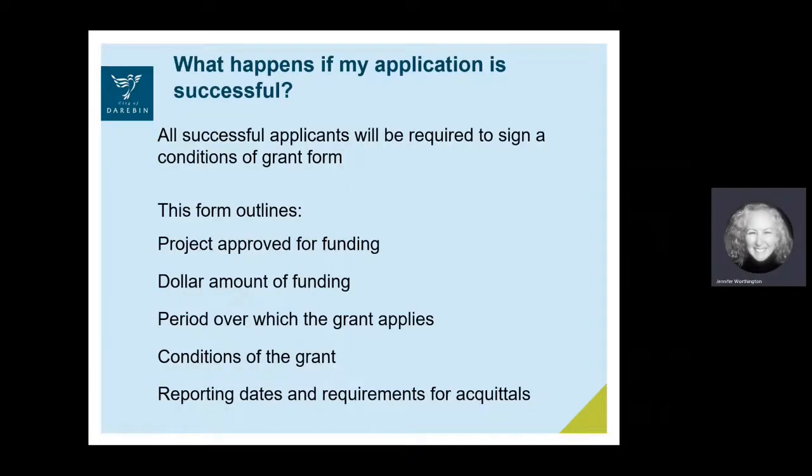So what happens if my application is successful? Successful applicants will need to sign a conditions of grant form. It outlines how much funding has been approved, the period for how long the grant will apply for, the general conditions of grants, and also the reporting dates and requirements for acquittals.